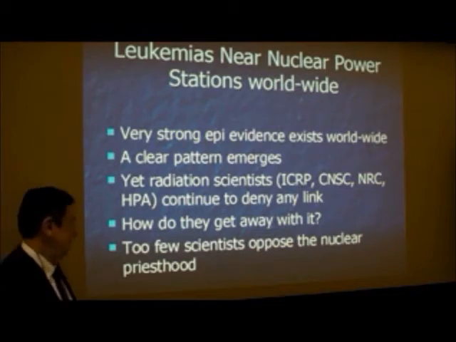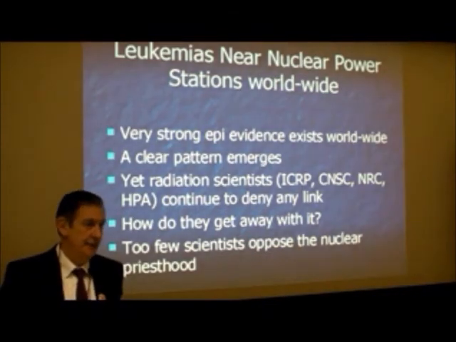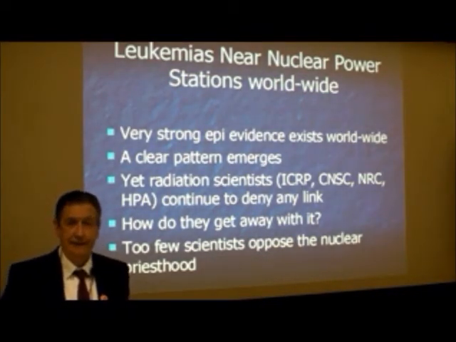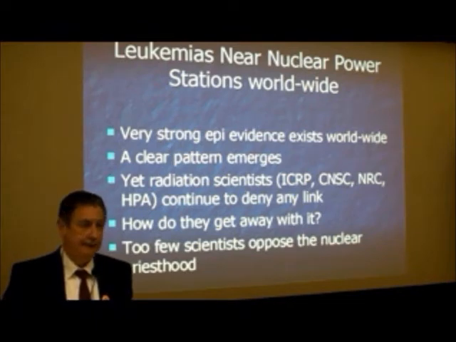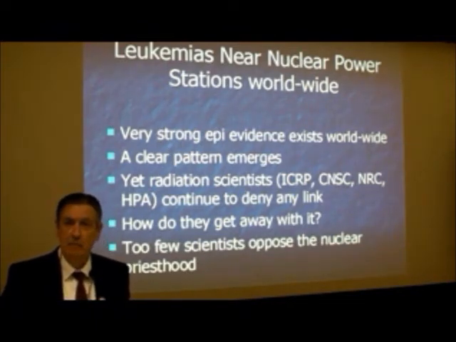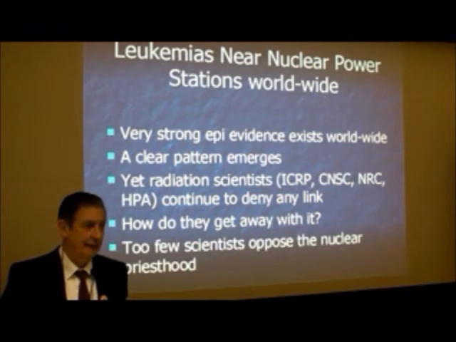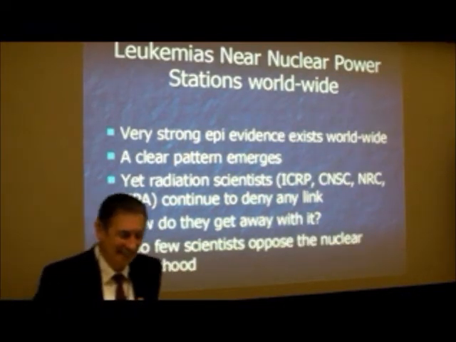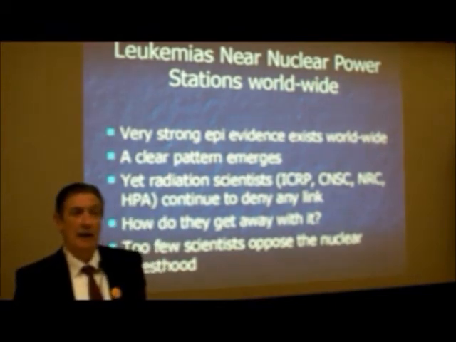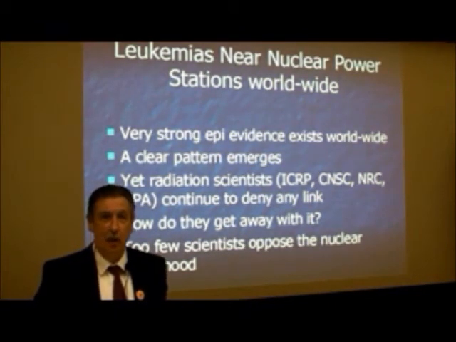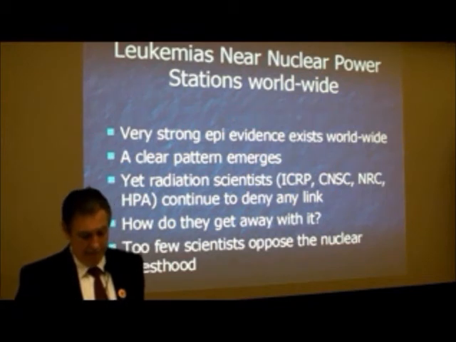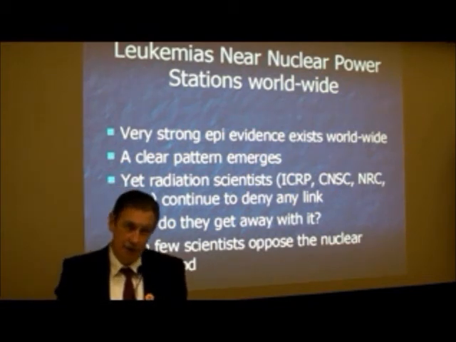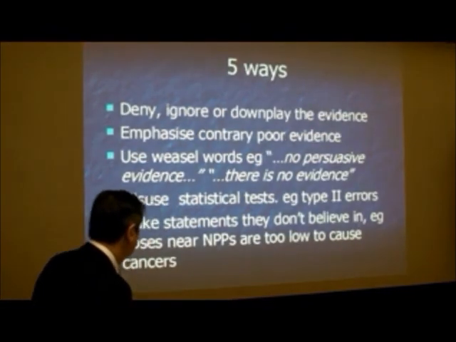And one of the reasons that they can get away with it is because there are too few scientists who stand up and say, that's not true. There are some wonderful exceptions. One of the best is Dr. Helen Caldicott, and I consider her to be one of the best people for getting up and saying no to the government. But I'm hoping that there will be more in the future. Next slide.